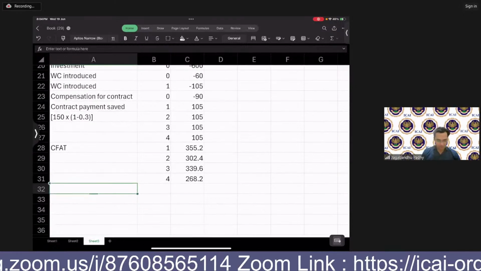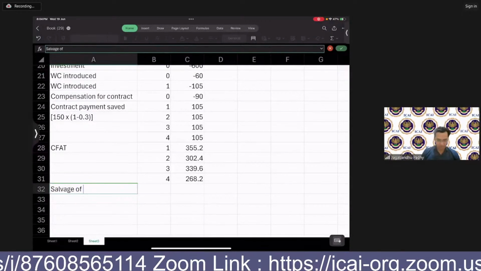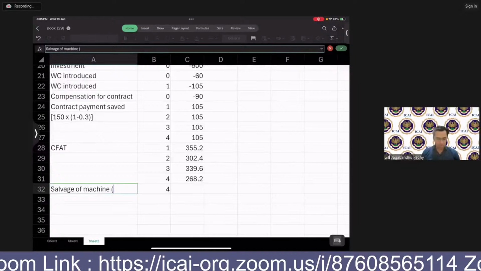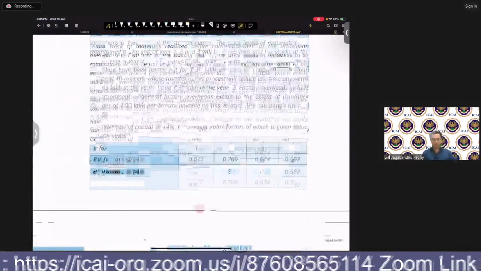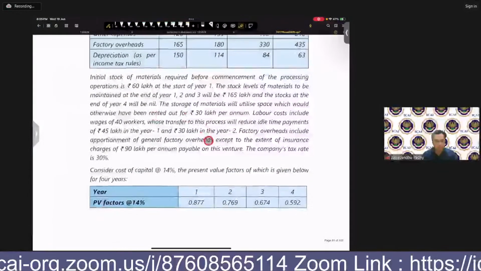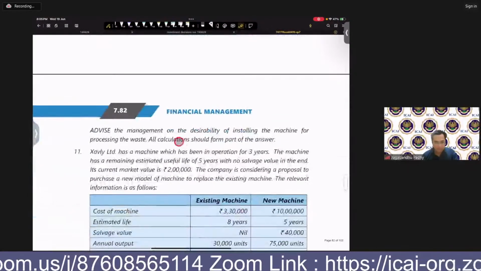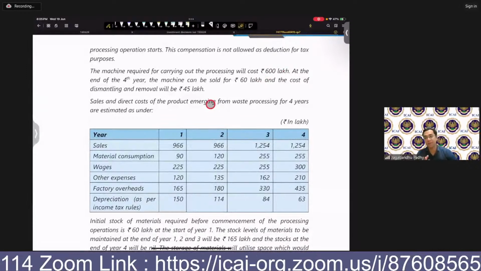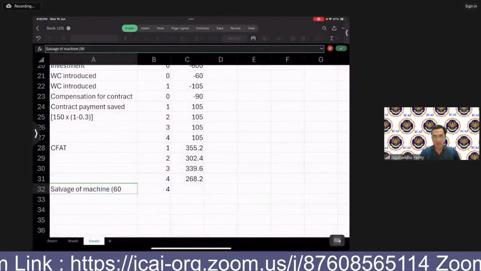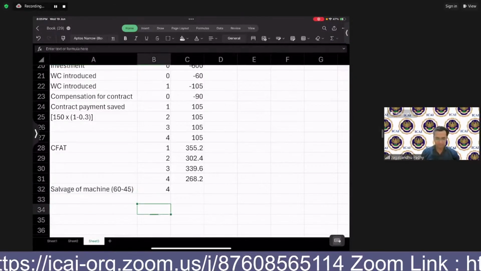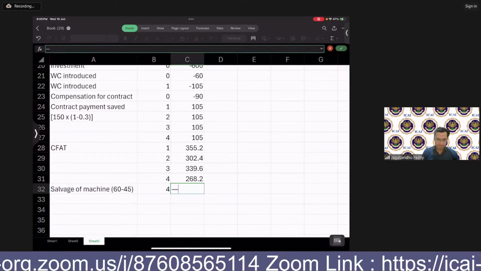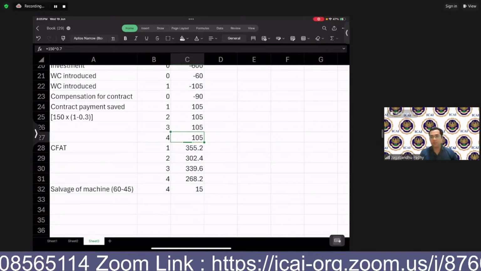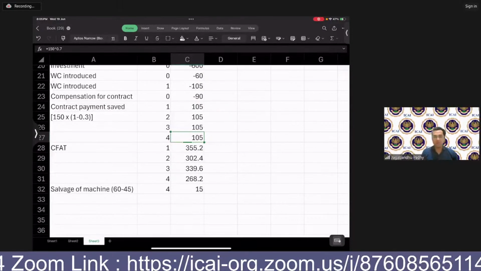And then in the 4th year, we have salvage of machine. It is stated that the machine will have a salvage of 60 lakhs, out of which 45 lakh will be spent for just removal of the same. So net effect is like, I'll be getting 60, out of that 45 will be already spent. So in essence, I will be getting only 15 as a cash inflow. 15 will be the final cash inflow which I have. So this is our salvage value.